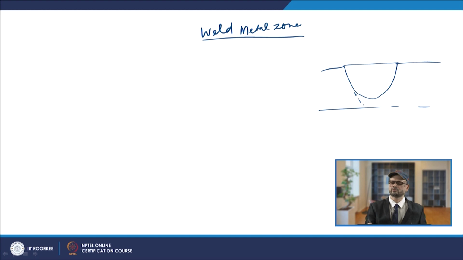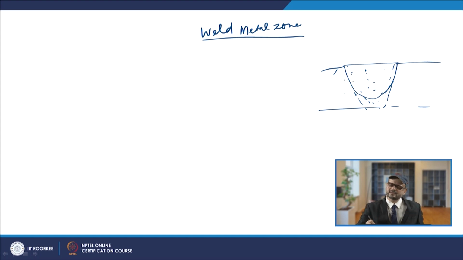So, you have this material also, some part is melted, and if there is filler material or electrode, that is melted. So, they all form this pool, and that is the weld metal pool or weld metal zone. Now, this is the zone where the molten metal is present.